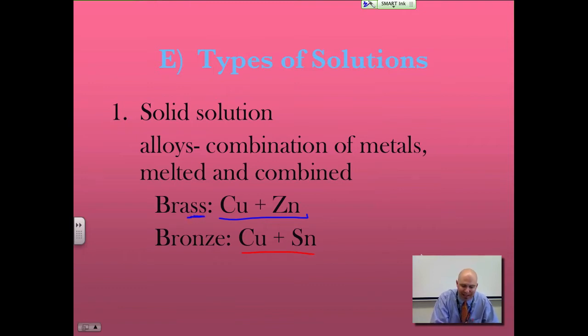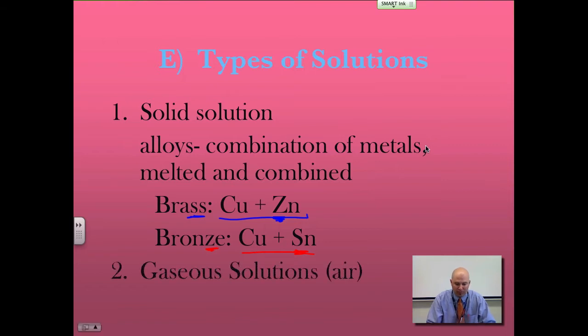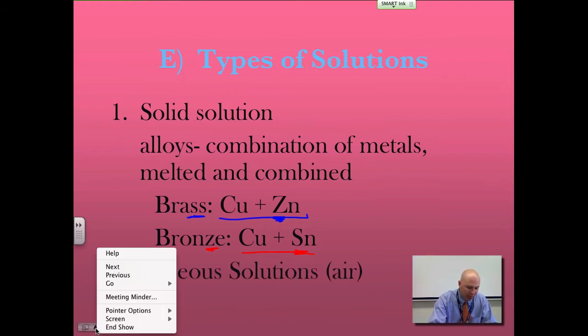Brass has the S, but it's Zn. Notice that bronze has the Z, but it's Sn. But brass and bronze are a combination of metals melted down and combined. It creates a solid solution. It's an alloy. These are usually stronger than the originals. So brass and bronze are both stronger than copper and zinc on their own.